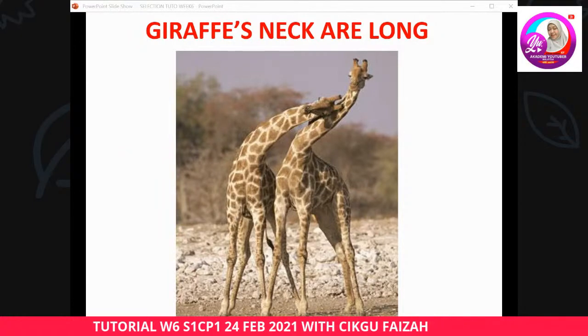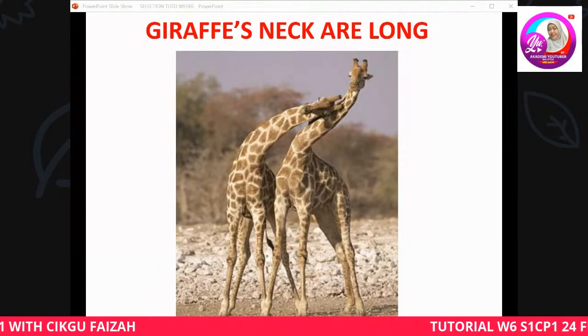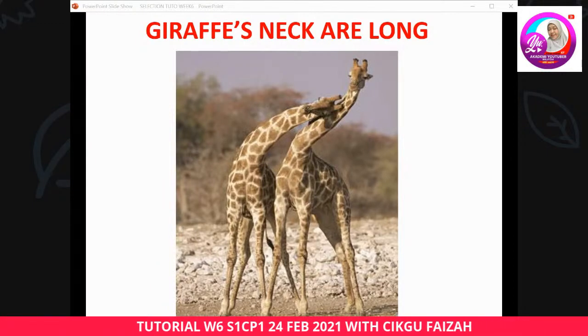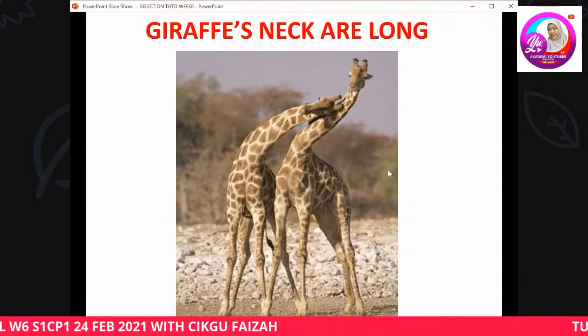Okay, so let's discuss this, class. Giraffe necks are long. Anyone? Agak-agak kamu, kelas, the female giraffe prefer yang mana? The long neck, the medium neck, or the short neck? Agak-agak kamu, the female giraffe suka giraffe yang macam mana agaknya?